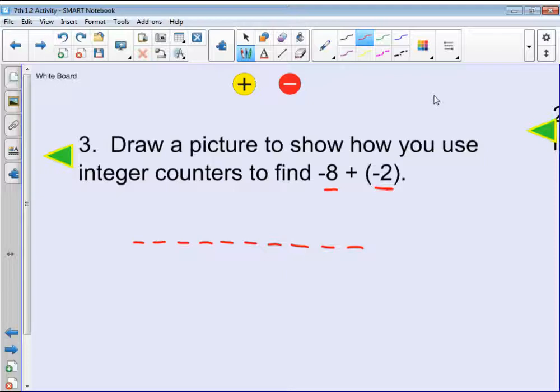Final answer, I'm going to go ahead and count how many negatives I have. 1, 2, 3, 4, 5, 6, 7, 8, 9, 10. There were 10 negatives, so you should have gotten -10.